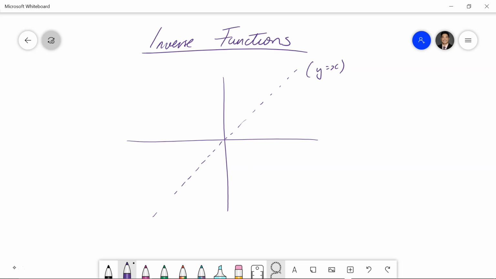Now, if we had, say, the function of, let's say, 2x, okay? So what we want to do is find the inverse function. The inverse function is when you actually swap your x and y's around. So x is equal to 2y. And then what you want to do is make y the subject. So y is then equal to x over 2. The other option is that y is equal to half of x.